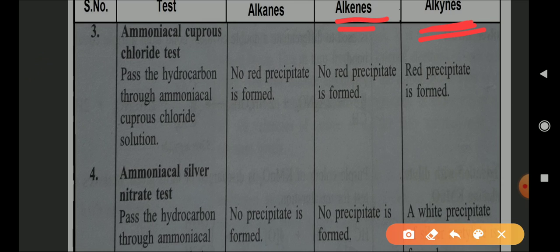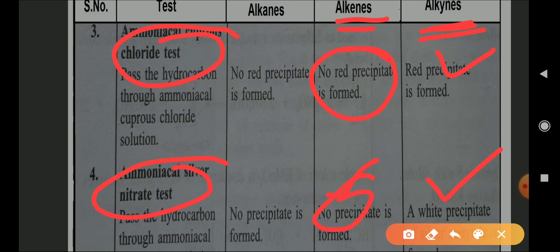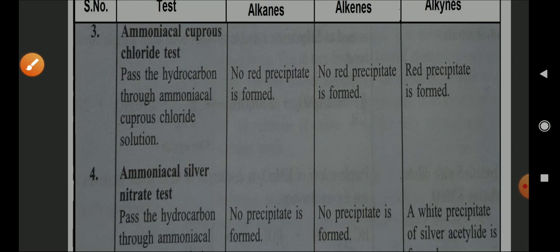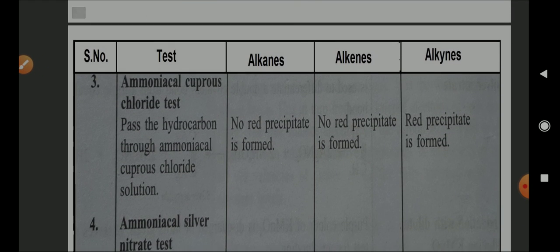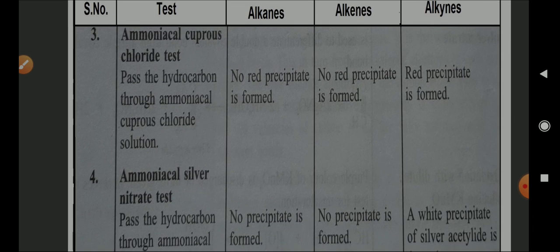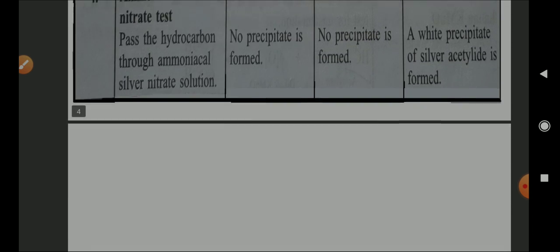For alkene, if you add cuprous chloride, there is no red precipitate. Here a red precipitate is formed. If you add ammoniacal silver nitrate, then no precipitate here, and here a white precipitate is formed. So wherever a red or white precipitate is formed with cuprous chloride or ammoniacal silver nitrate, then it is alkyne, which has a triple bond. I hope you understood this one. These are the tests related to the difference between saturated and unsaturated, and between the alkenes and alkynes.